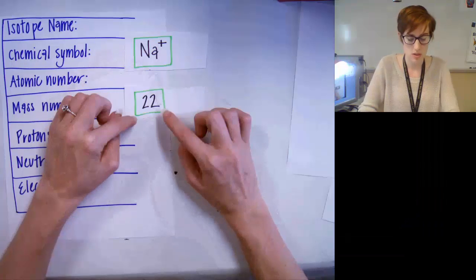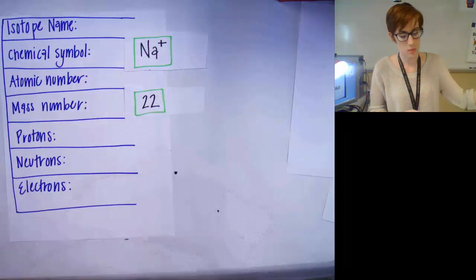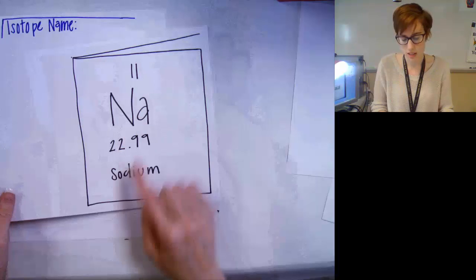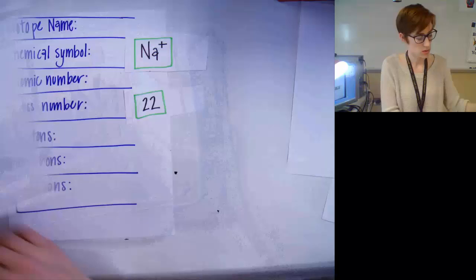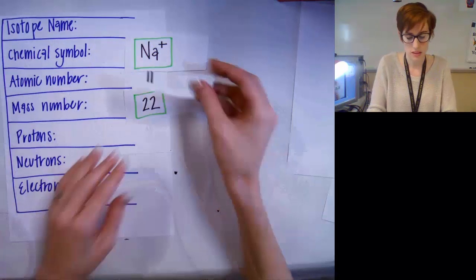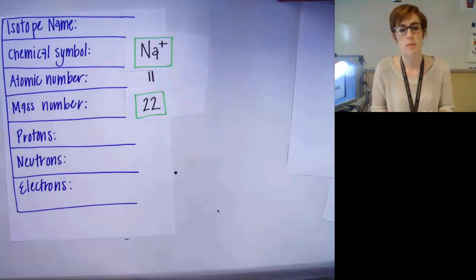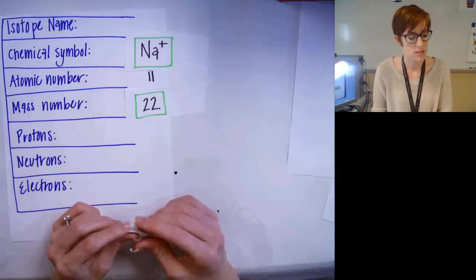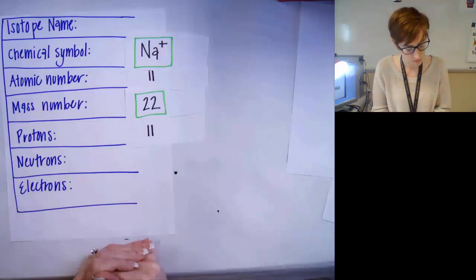In this example, I'm giving you the mass number and the chemical symbol. The chemical symbol says Na. So I look on the periodic table, and I see Na stands for sodium. Sodium has an atomic number of 11. So I can automatically fill in that the atomic number for this element is 11. If 11 is the atomic number, I automatically know the number of protons, because the atomic number equals the number of protons. So we have 11 protons.